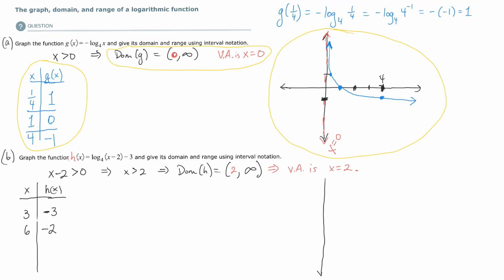Let's draw some axes. 1, 2, 3, 4, 5, 6. 1, 2, 3. So this is -3. This is +6. I need to plot some ordered pairs, but let's first graph the vertical asymptote. That's going to be very, very handy. That's really key. Let's graph the vertical asymptote, which is x equals 2. And let's plot these ordered pairs. 3, -3 is down here in the 4th quadrant, and 6, -2 is in the 4th quadrant.